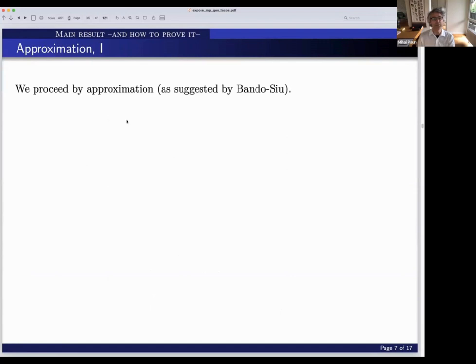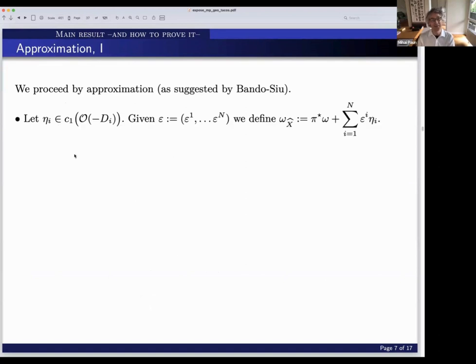Fine. So now, of course, we will proceed by approximation, as suggested in the paper by Bando and Siu. I think it is the last remark in the article. So we can construct a metric on X hat like this. We simply take the pullback of a metric on X and correct it in the direction where it vanishes, right? We can do that. It's absolutely classical, absolutely well known. Why I say classical all the time, I don't know.